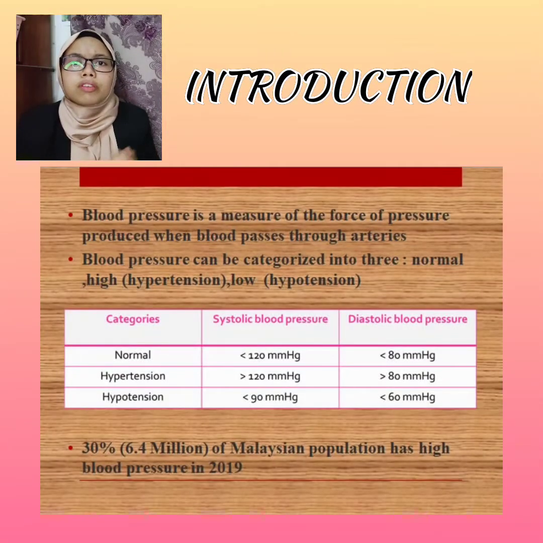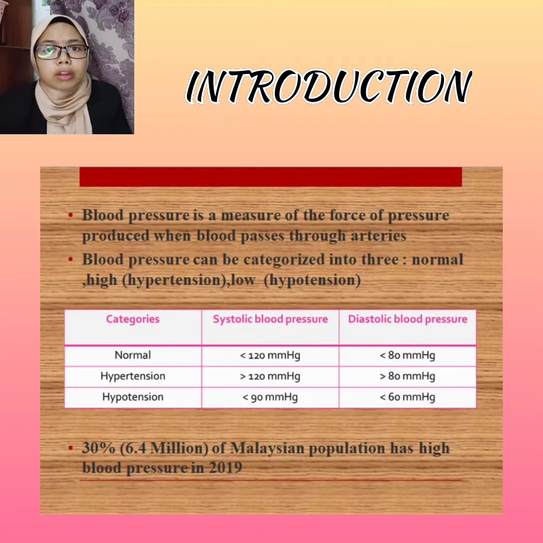Blood pressure is a measure of the force of pressure produced when blood passes through arteries. Human blood pressure can be categorized into three: normal, high and low. 30% of the Malaysian population had high blood pressure in 2019, which is around 6.5 million people.